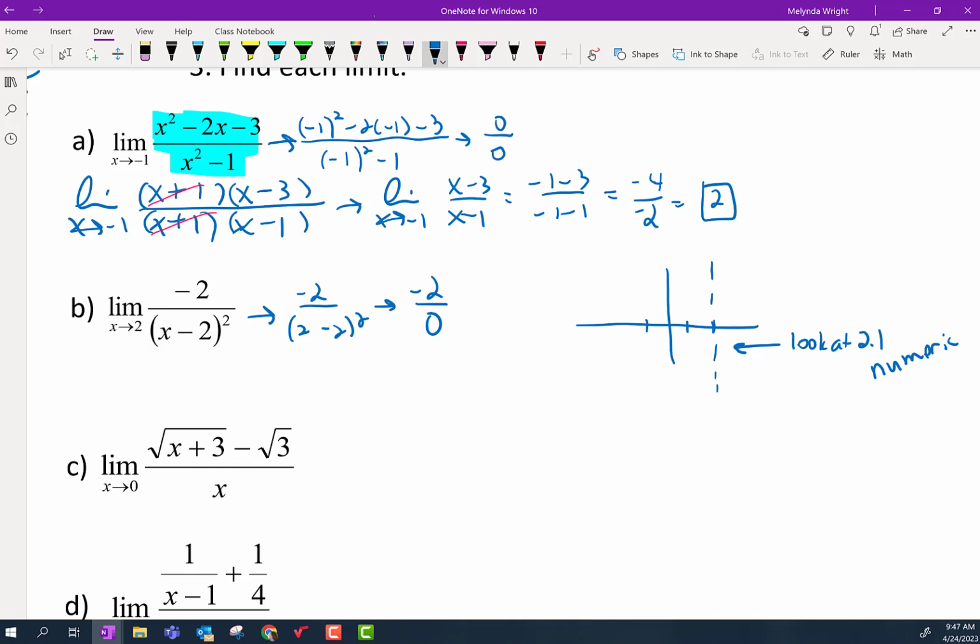So if I look at 2.1 and I basically do negative 2 over 2.1 minus 2 squared, all I want to know is if I get a positive or negative number. That's all I want to know, because I know that it's either going to go up or down, right? It's a vertical asymptote. You can't go through it. So on the bottom I'd have a positive number, so that's going to give me a negative number. That means that coming from the right, we're going down.